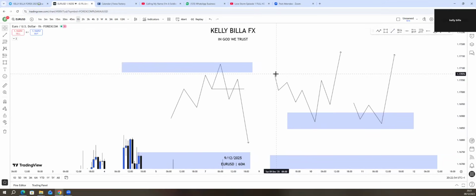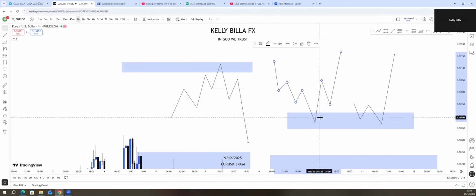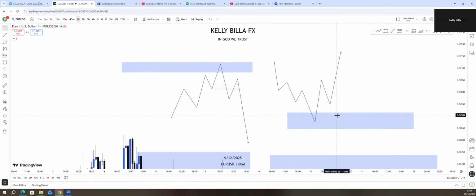Same thing here. How will you know this demand around this area will hold price? Like I said, never cross a key level till you see a reaction. How do you know this demand zone is valid?